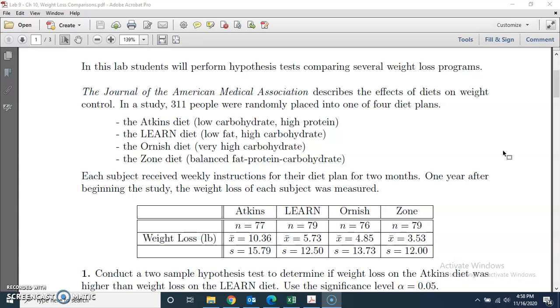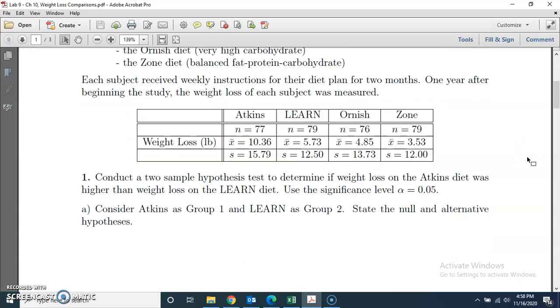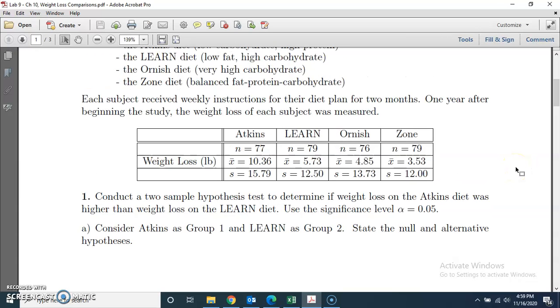And so there are 4 diet plans that they studied. The Atkins diet, and you see it says, what is that? Basically low carb and high protein. There's also the Learn diet, the Ornish diet, and the Zone diet. The Zone diet, you see there is the balanced one. The others, okay, anyway, you can look at that. That's not important. So what are we going to do with this?